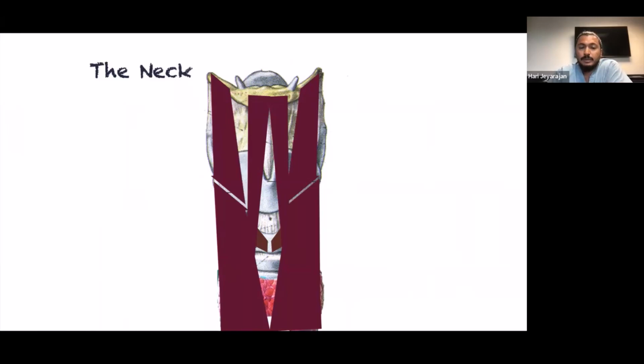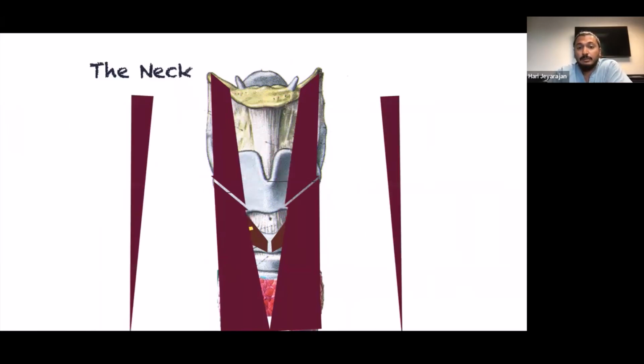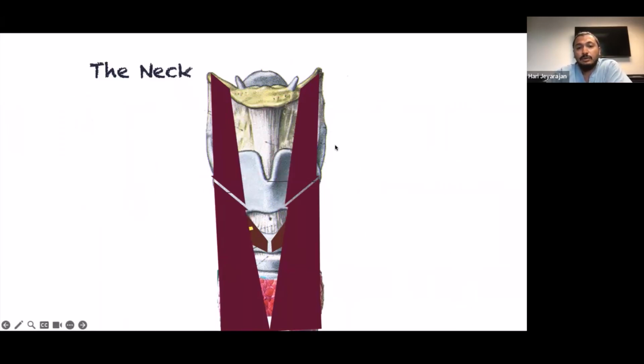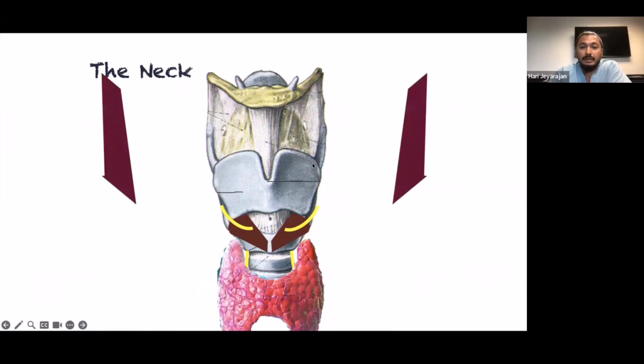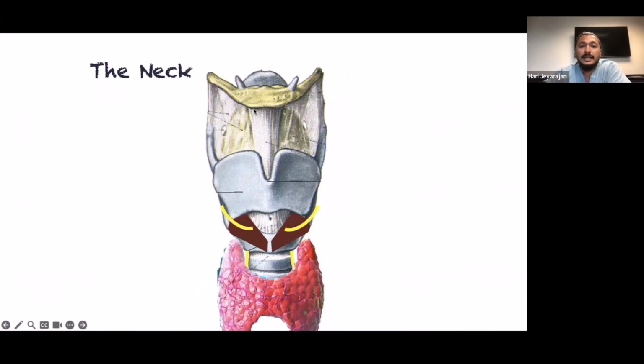You get your omohyoid muscle, you get your sternohyoid muscle, and then you have your paired muscles that sit above and below the thyroid cartilage. You've got your sternothyroid muscle down low and your thyrohyoid muscle up above. And once those muscles are bypassed, now you can see the laryngotracheal framework for what it is.